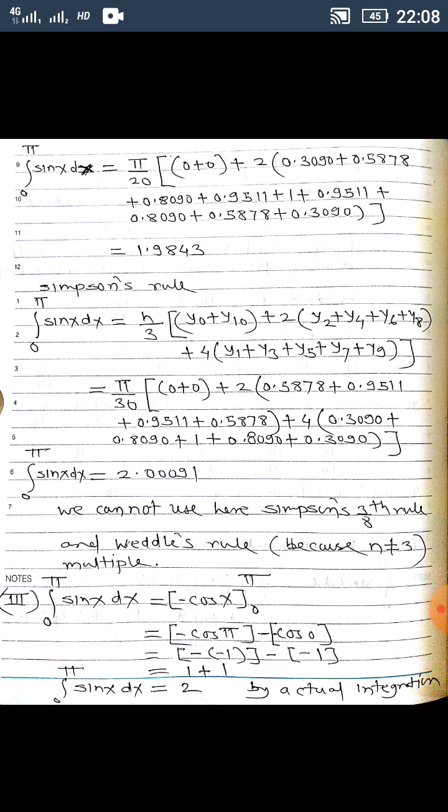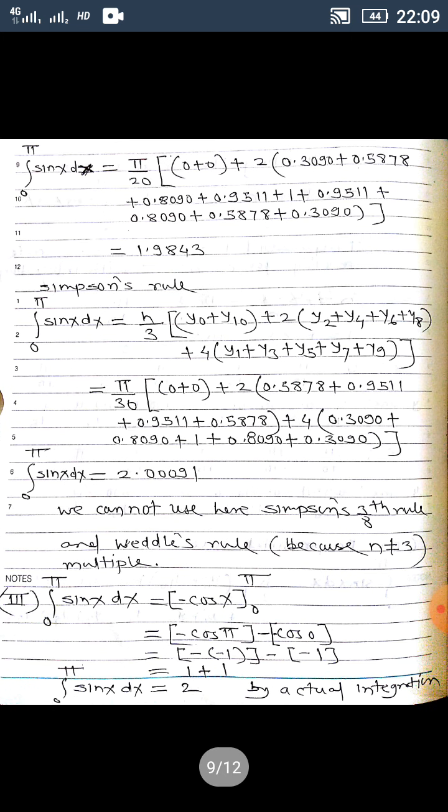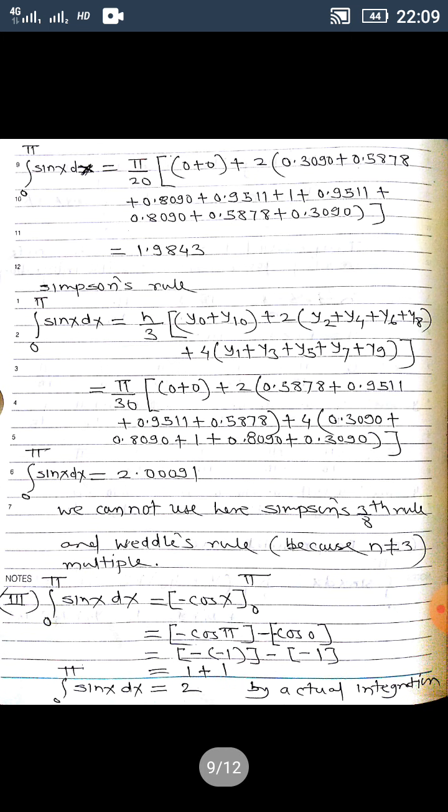So that value comes as 2.00091, Simpson's 1/3 rule. Now see here, our n is 10, so that is not a multiple of 3 or 6. So we cannot calculate Weddle's and Simpson's 3/8 rule here. Simpson's 3/8 and Weddle's rule are applicable only when n is a multiple of 3. Because n is equal to 10, which is not a multiple of 3, we cannot calculate the Simpson's 3/8 rule value and Weddle's rule value.